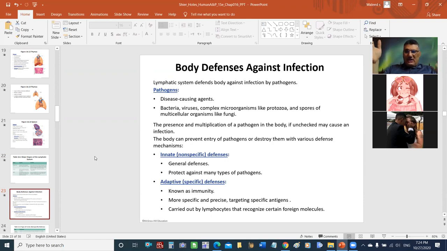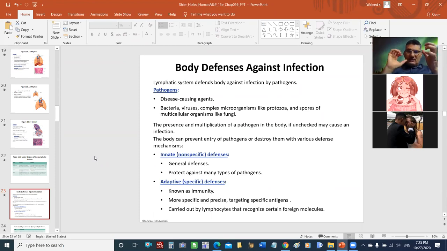And it's not specific, meaning your skin, does your skin prevent bacteria only? No, not just bacteria. How about virus? How about parasites? Does it prevent certain type of bacteria? No, it's non-specific. It prevents anything, any type of bacteria, any type of virus, any type of parasite, any foreign body, anything. So this is innate, and this is something general that does not allow anything to get in.